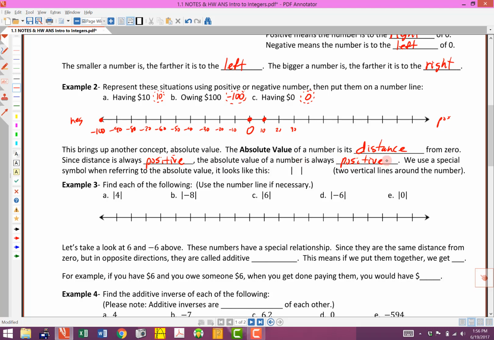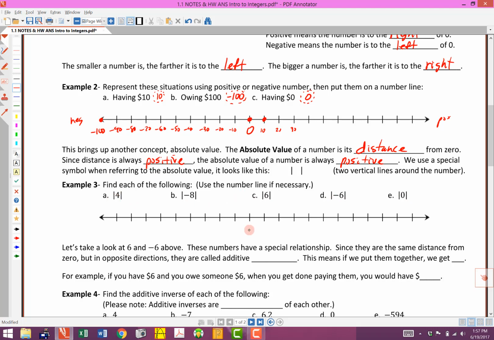Now, some people will think of absolute value and they'll just say, oh, it just makes everything positive. And to some extent, that's true. But the reason that's true is because it's always referring to a distance. Now, we use a special symbol when we're talking about absolute value, and that symbol looks like this. It looks like 2 vertical bars, and then it's got a number inside, and we've got an example of a couple of these. So I've got the absolute value of 4, and it says use the number line if necessary.